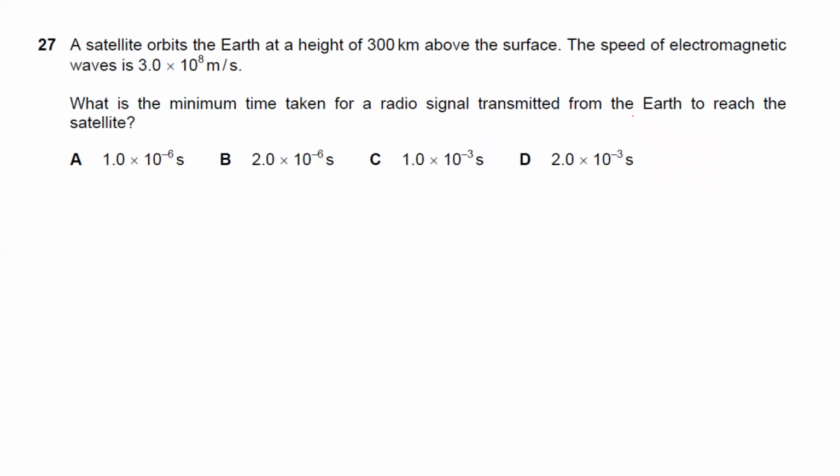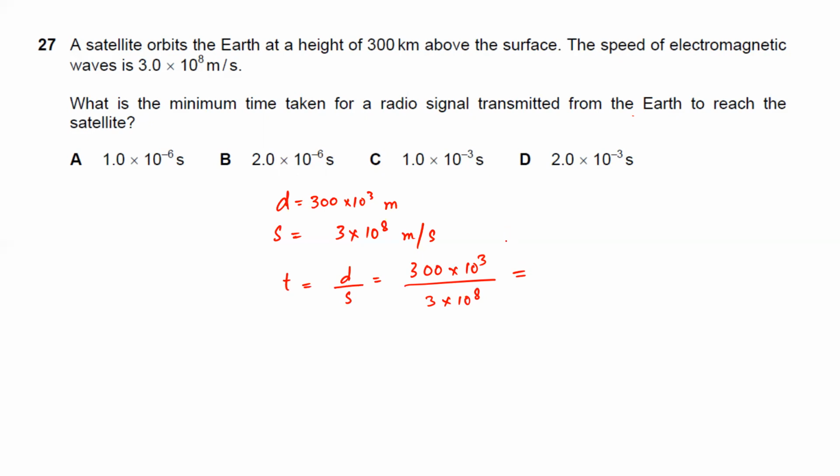Next question. Question 27, it says that a satellite orbits around Earth at a height of 300 kilometers above the surface. The speed of electromagnetic waves is 3 times 10 to the power 8. What is the minimum time taken by a radio signal transmitted from Earth to reach the satellite? So distance is 300 times 10 to the power 3 meters, speed is 3 times 10 to the power 8 meters per second, and time is distance divided by speed. 300 times 10 to the power 3 divided by 3 times 10 to the power 8 comes out to be 1 times 10 to the power minus 3 seconds. So answer C is the right choice we have.